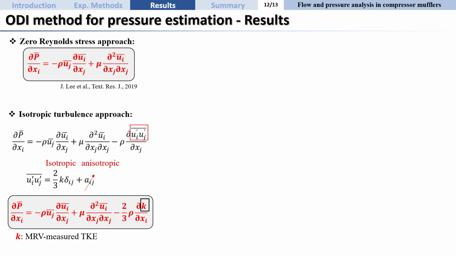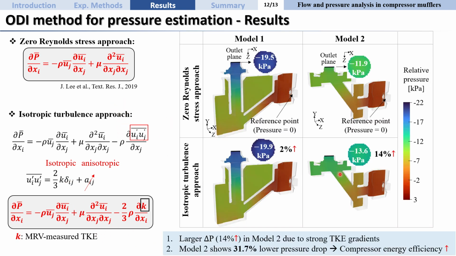This ensures an isotropic turbulence assumption where we include the contribution from the isotropic part of the Reynolds stress tensor, and finally add a TK gradient term that you see in the final equation. Okay, let's look at the result. A key point for this analysis is that for all cases, the pressure is referenced to the same point as the inlet, which is set to 0. Therefore, the average pressure shown at the outlet plane directly represents the total pressure drop across each muffler.